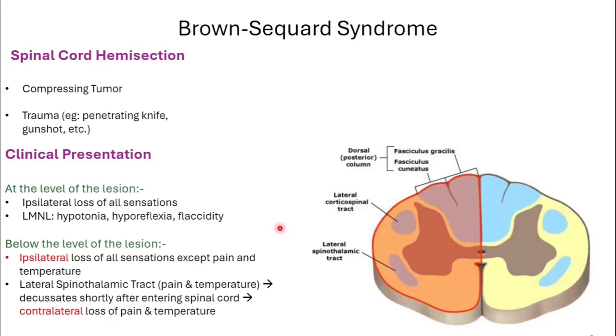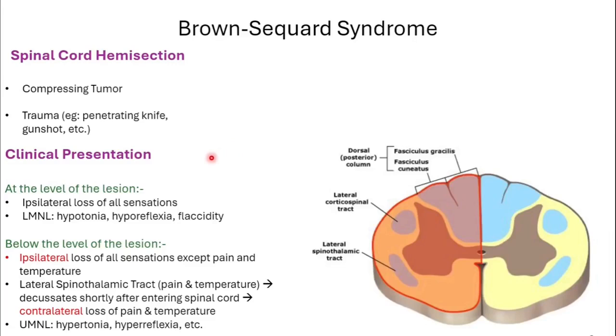So a lesion in the spinothalamic tract will present contralaterally below the level of the lesion. The other sensory tracts, however, decussate upwards at the caudal medulla. As for motor affection, Brown-Sequard syndrome will present with an upper motor neuron lesion below the level of the lesion. And as we know, an upper motor neuron lesion presents with hypertonia and hyperreflexia.